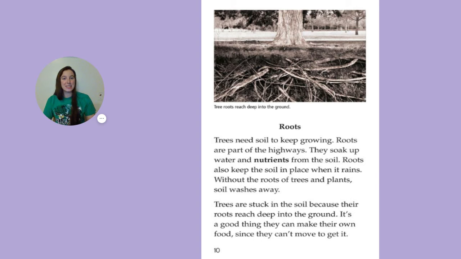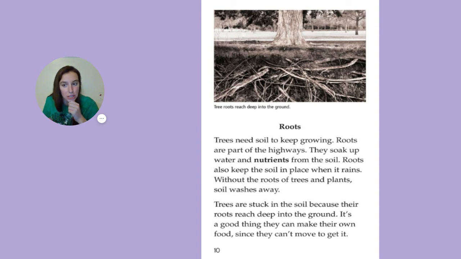There's the page about roots. Okay, so I'm going to look at it and read it again. Roots. Trees need soil to keep growing. Roots are part of the highway. They soak up the water and nutrients from the soil. Roots also keep the soil in place when it rains. Without roots of trees and plants, the soil will wash away. Trees are stuck in the soil because their roots reach so deep into the ground. It's a good thing they can make their own food since they can't move to get it. That's so silly. A tree can't move.